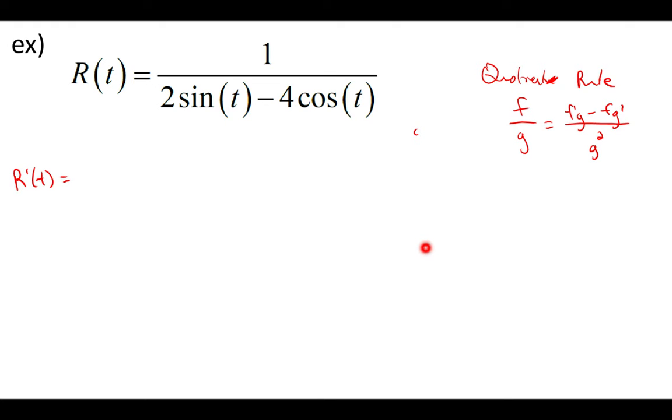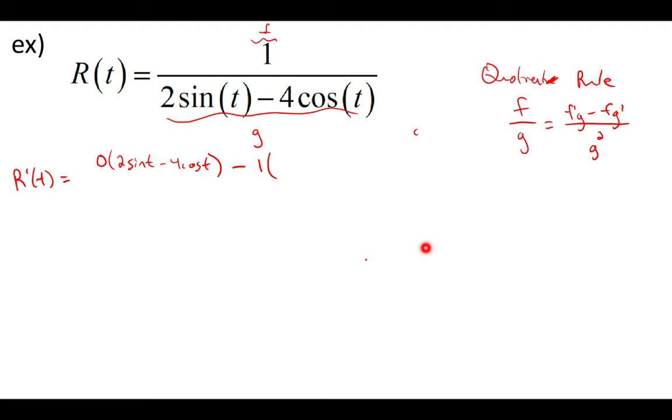The derivative of the top, remember this is f, and the whole bottom is g. Well, the derivative of 1 is actually 0. So 0 times the original bottom, 2 sine t minus 4 cosine t. And we know that's going to end up being 0, but I'm going to go ahead and write it. It's good to just practice these rules. Minus original f, which is 1, times g prime. So the derivative of the bottom.